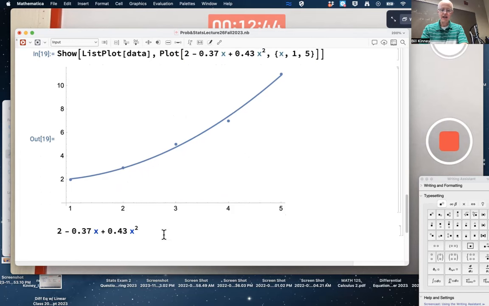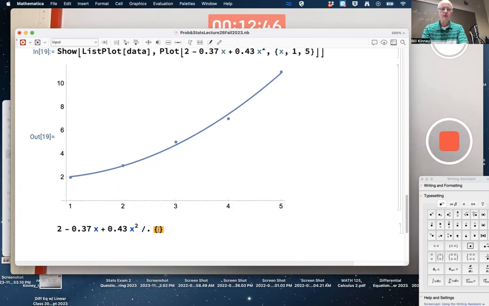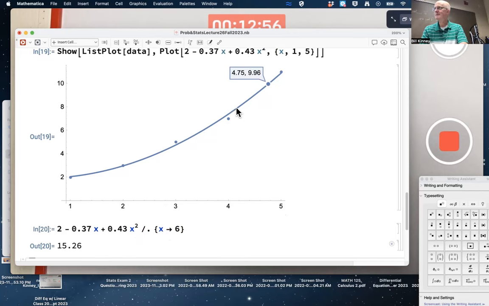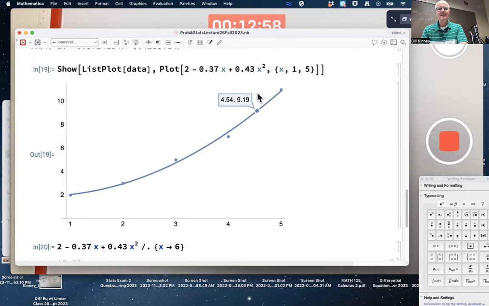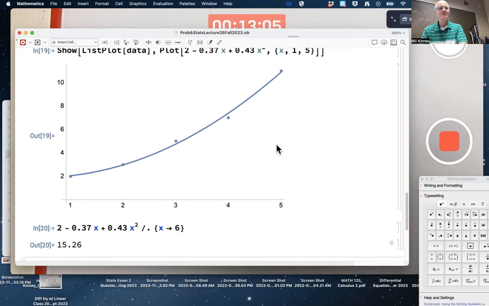Mathematica, or I should say quadratic regression. What is the 6th prime? 15.26? No, it's supposed to be 13, isn't it? That's pretty far off, actually, compared to how good it seems to be doing here. Yeah, quadratic regression doesn't work either. And it's a bad fit as you keep going.